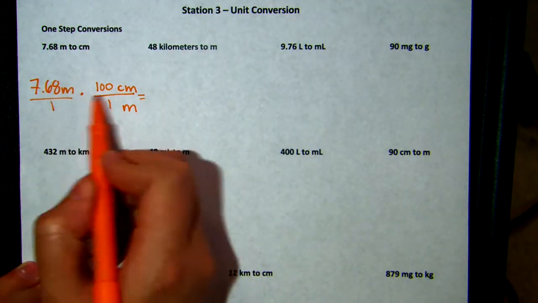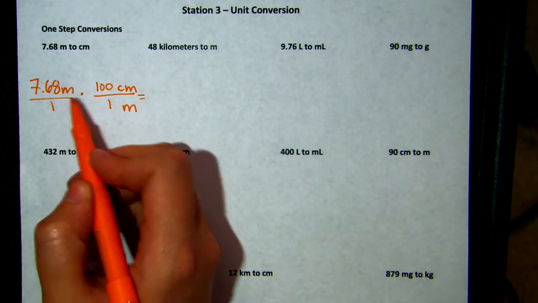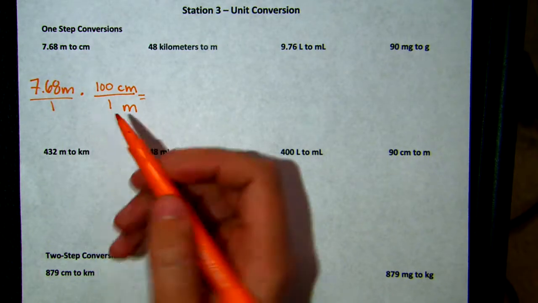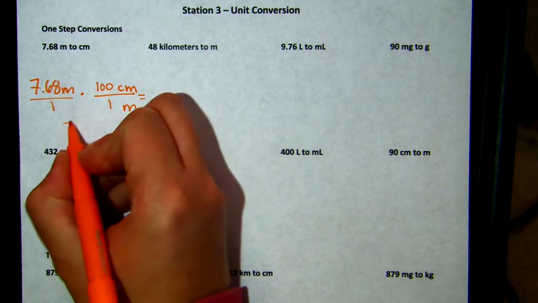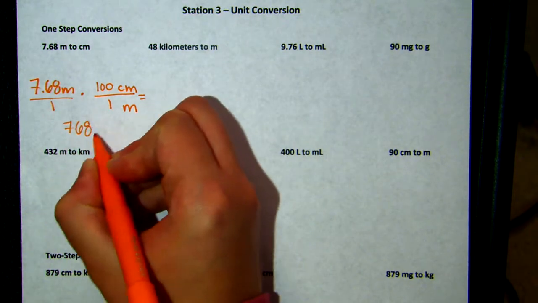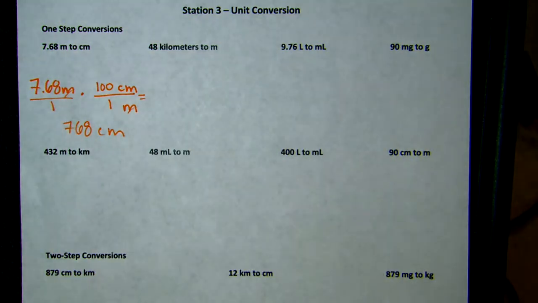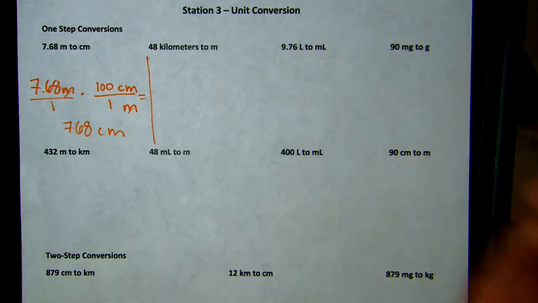So I'm going to multiply my numerator, which is 7.68 times 100. And our denominators are 1, so that's basically like dividing by 1, right? So we have 7.68 times 100, and that equals 768 centimeters. And we know we're right because we can cancel our meters. Perfect. Let's look at this next one.